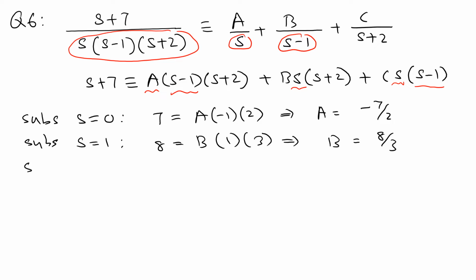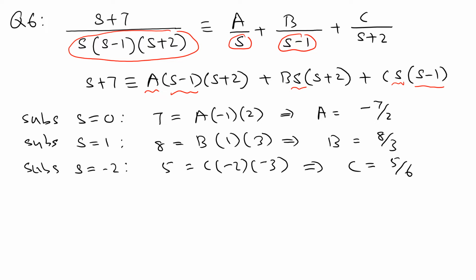And similarly, you can substitute s equals negative 2 to find c. So if you do that, you get 5 on this side, and c, negative 2, negative 3, and then this simplifies, and you're going to get c as 5/6. So those are the 3 values. You can get them quickly, and you can also use the cover-up method to find all those 3 values. So let's do that in the next example.